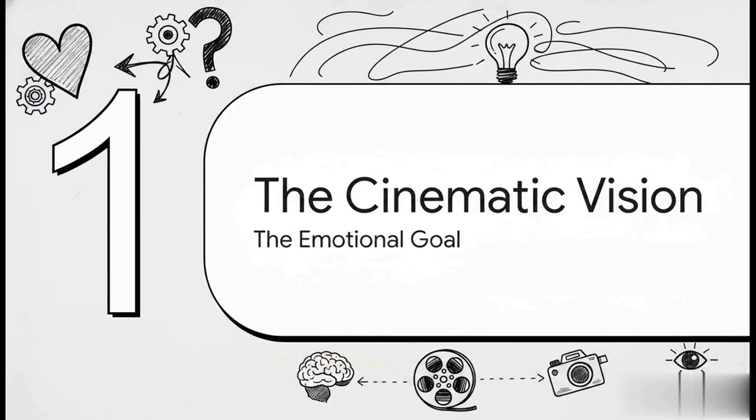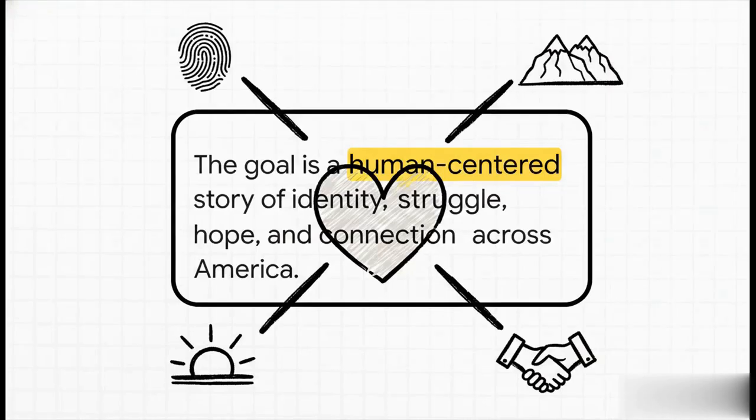So before we even touch any technology, we have to define the heart of our story. Honestly, this is probably the most important step. It's the why behind everything, and it's going to guide every single creative choice we make from here on out. And look, the goal here is crystal clear. This isn't just about making a bunch of pretty pictures. It's about telling a deeply human story. Words like identity, struggle, hope, connection, these are the emotional pillars of our documentary. Every single image that the AI generates has to serve this core purpose.